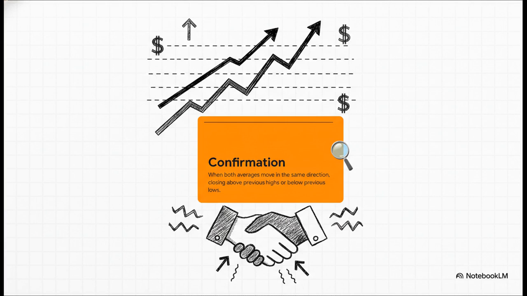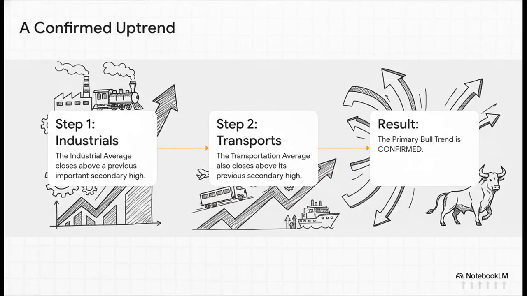It's about both averages decisively closing above a previous high or below a previous low together. It's this harmony between the producers and the shippers that validates a new primary trend. So, what does this look like in the real world?